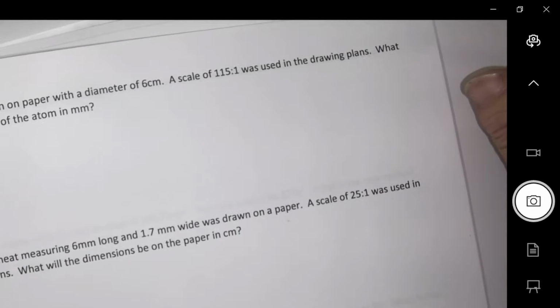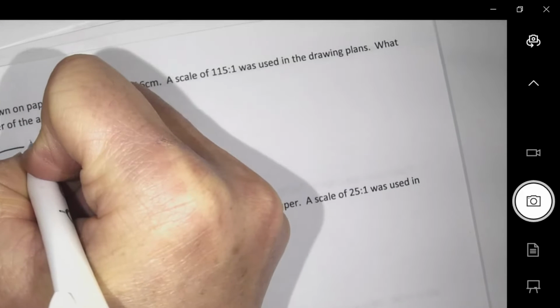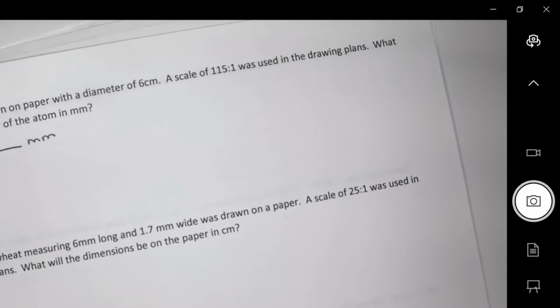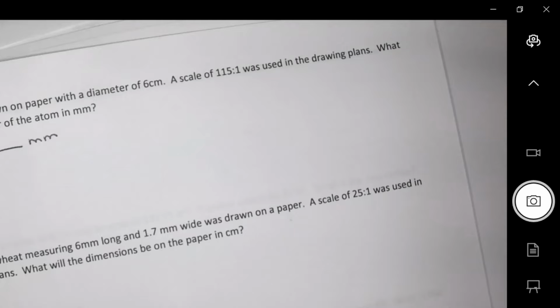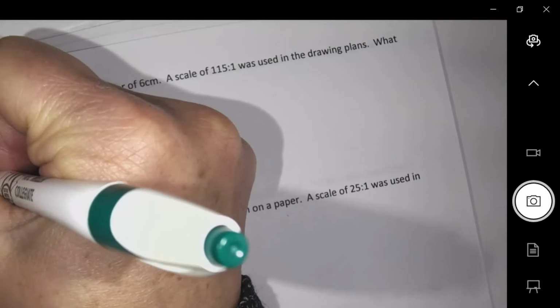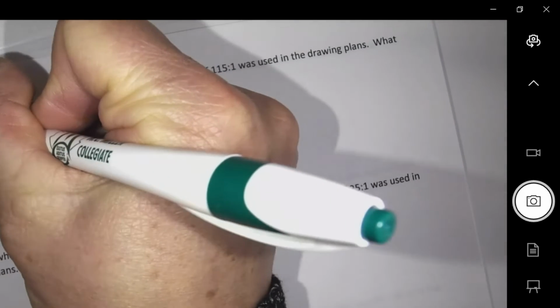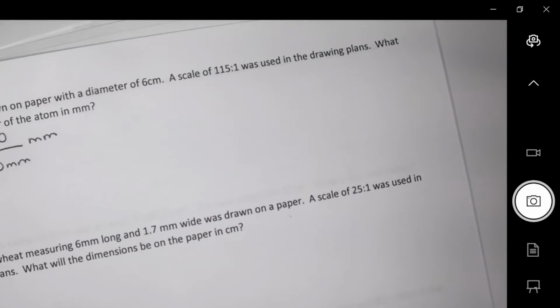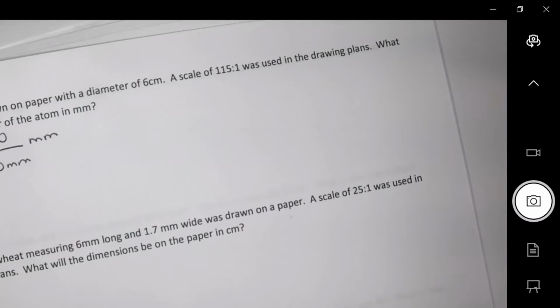Okay, an atom was drawn on a paper and it had a 6 centimeter diameter. Here's the scale. What's the actual in millimeters? So can we just go millimeters already? 6 centimeters. Let's just get it to millimeters already so that we're going to work with the same stuff. 1 centimeter is 10 millimeters. So now we know how long 6 centimeters is: 60 millimeters.